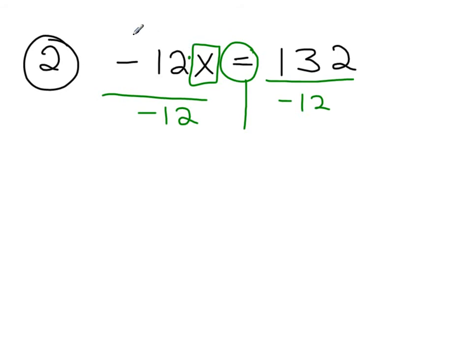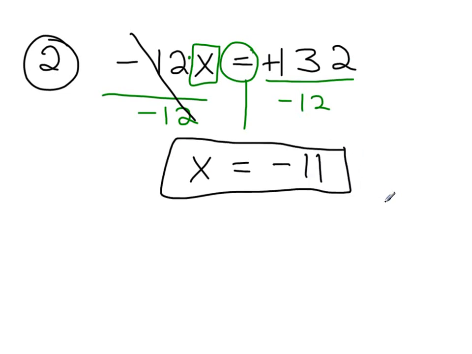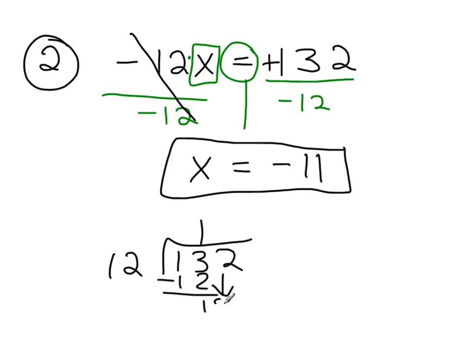Negative 12 divided by negative 12 cancels out, and we're left with x. 132 divided by negative 12. Well, we have a positive divided by a negative, so our answer will be negative. And 12 can go into 132 11 times evenly. And there's our answer. In case you don't believe me, let me just show you. 12 into 132. 12 times 1 is 12. Subtract. We got 1. Bring down the 2. 12 times 1 gets us 12. No remainder. And because we had a positive divided by a negative, our answer was negative.